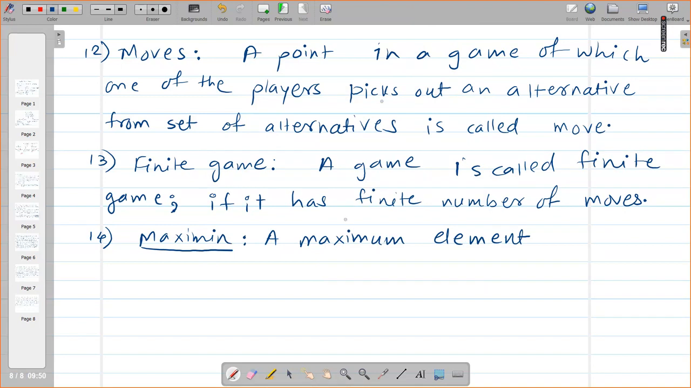Yes, in the last lecture we saw a few terminologies. We are continuing with these terminologies.